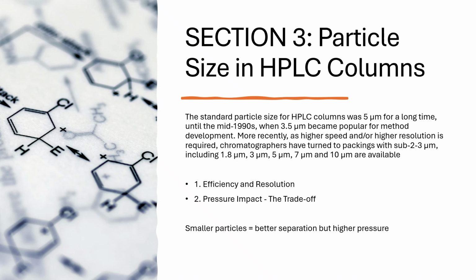Now let's talk about the pressure impact. Smaller particles generally provide more surface area and better separation. But the pressure required for optimum linear velocity increases by the inverse of the particle diameter squared. Here's the dramatic impact. According to the equation of column velocity, efficiency and back pressure, reducing the particle diameter by half and keeping the size of the column the same will double the column velocity and efficiency, but would increase the back pressure 4 times.